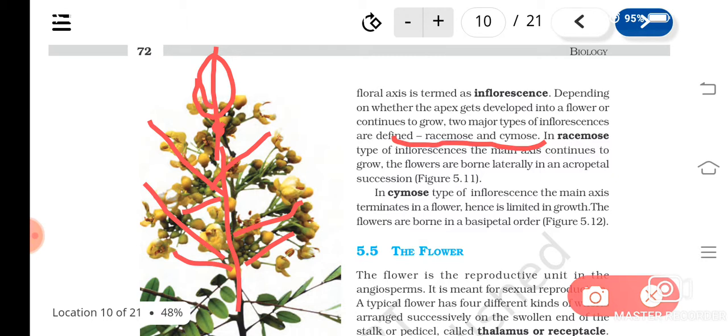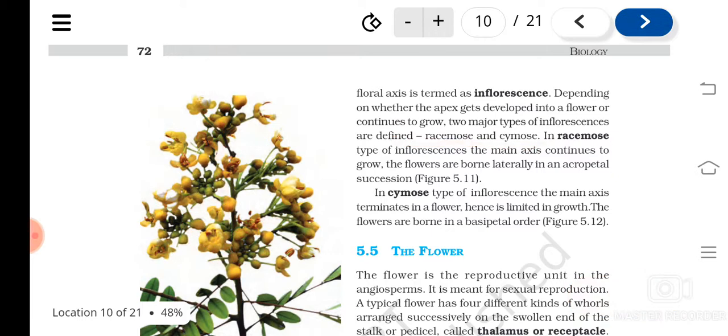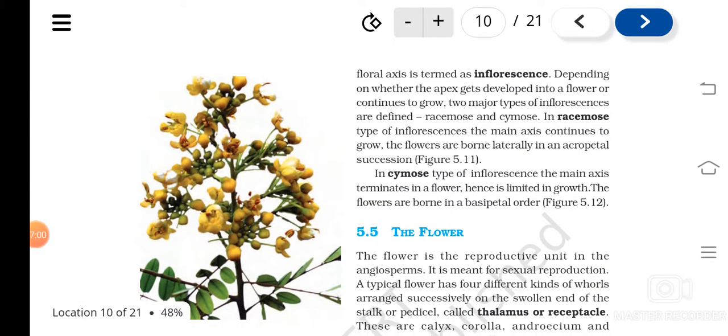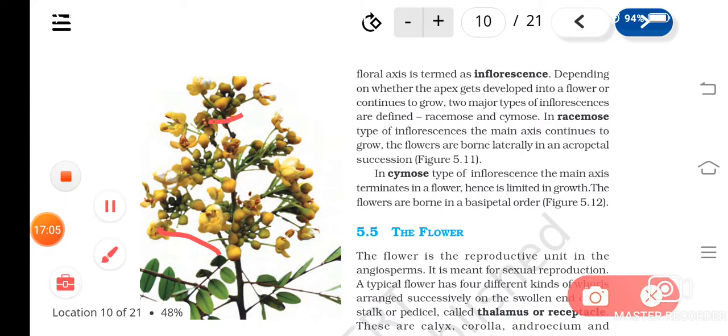So what do you mean by racemose inflorescence? In the racemose inflorescence, the main axis continues to grow, and the flowers are formed laterally in an acropetal succession. Acropetal succession means the older flowers will be at the base, and the younger flowers you can see at the top. This kind of inflorescence is known as racemose inflorescence.